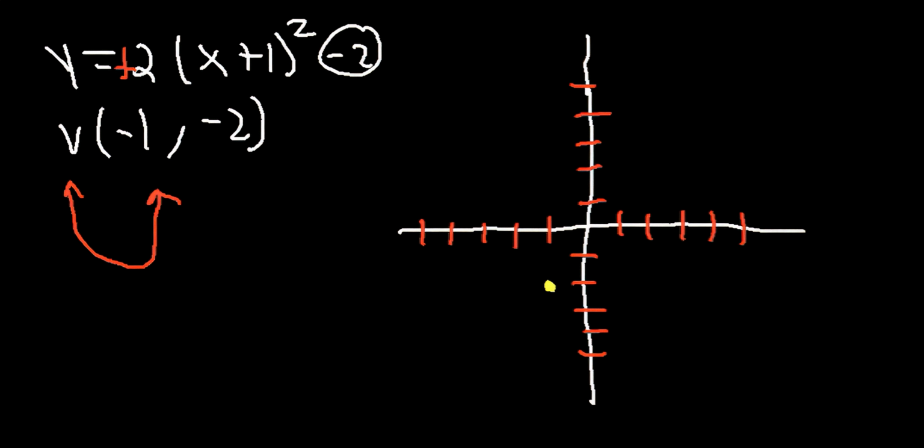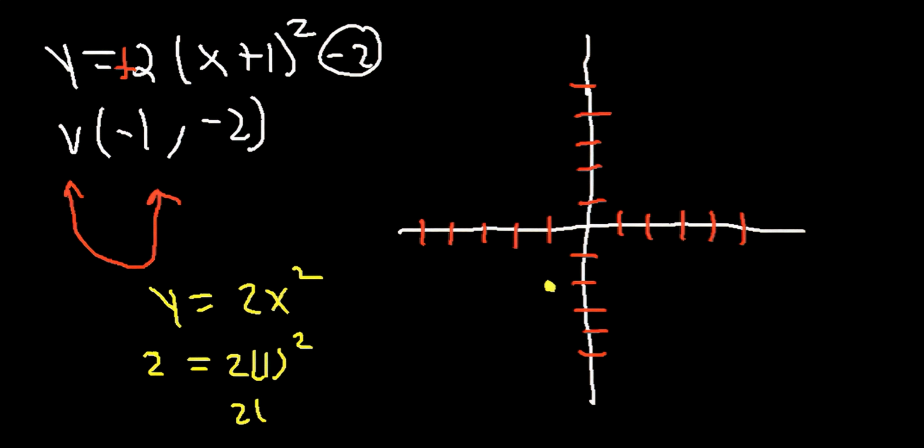Now, we won't be moving 1 to the right and up 1 because our parent function is y equals 2x squared. There's a 2 in front. So if you plug in 1 for x, you're going to get 2 for y. If you plug in 2 for x, you're going to get 8 for y. So as we move 1 to the right, it's not going to go up 1. It's going to go up 2 because it's going to be times 2. So 1 to the right, up 2, that should be over here somewhere.